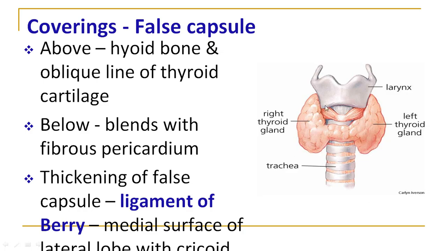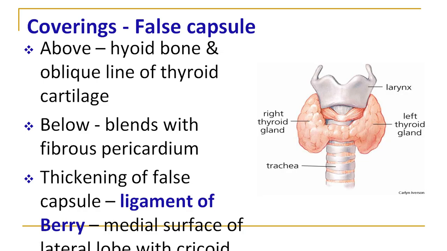Now, the posterior lamina, which is enclosing the thyroid gland, is thickened and gains anchorage onto the cricoid cartilage, and that thickening is called the ligament of Berry. So what is the ligament of Berry? It is a thickening of the pretracheal fascia, the posterior lamina, when it is splitting to enclose the thyroid gland. It anchors the thyroid gland onto the ring-shaped cartilage of the larynx called the cricoid cartilage. Ligament of Berry is closely related to the recurrent laryngeal nerve, one of the nerves which supplies all the muscles of the larynx except the cricothyroid. So the ligament of Berry is related to that.